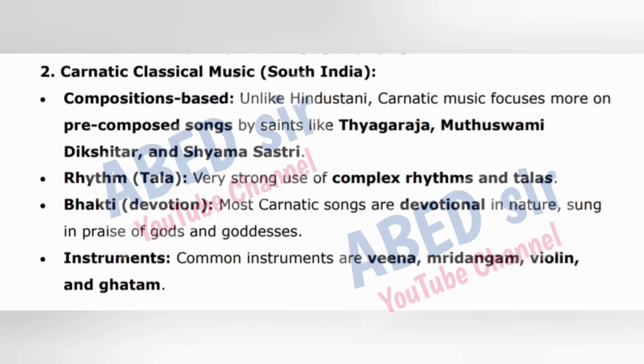2. Carnatic classical music, South India. Compositions based. Unlike Hindustani, Carnatic music focuses more on pre-composed songs by saints like Tyagaraja, Muthuswami Dikshitar, and Shyama Sastri. Rhythm. Tala. Very strong use of complex rhythms and talas. Bhakti. Devotion. Most Carnatic songs are devotional in nature, sung in praise of gods and goddesses. Instruments. Common instruments are veena, mridangam, violin, and ghatam.